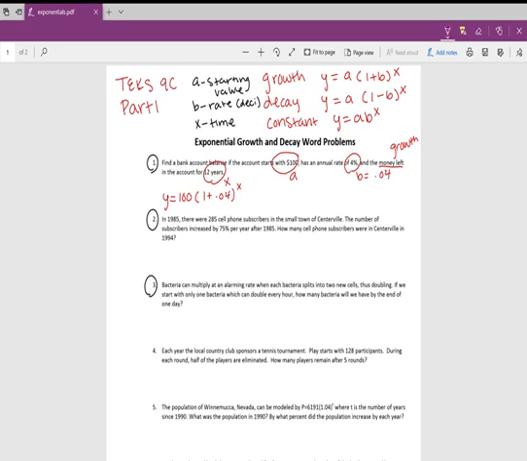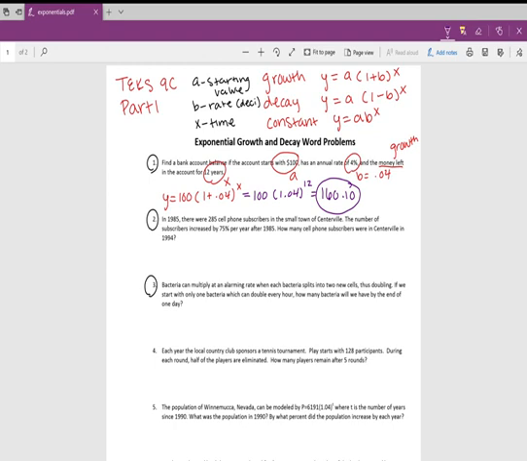So now if I plug everything in, this is equal to 100 times 1.04, because I just added 1 plus 0.04, to the 12th power, since that was x. And then if I type that into my calculator, let's see what we get. 1.04 to the 12th power times 100. Okay, since this is money, I'm going to round to 2 decimal places, so we get 160.10.